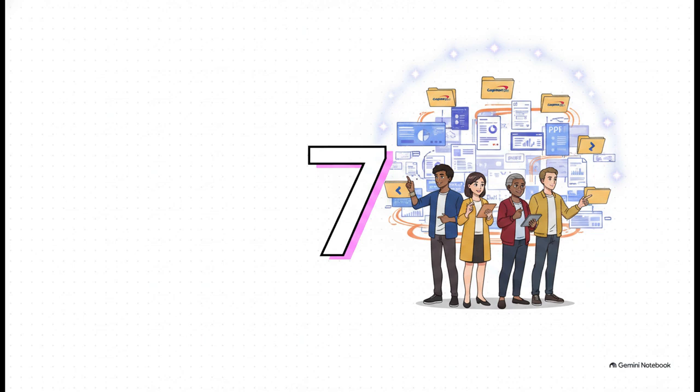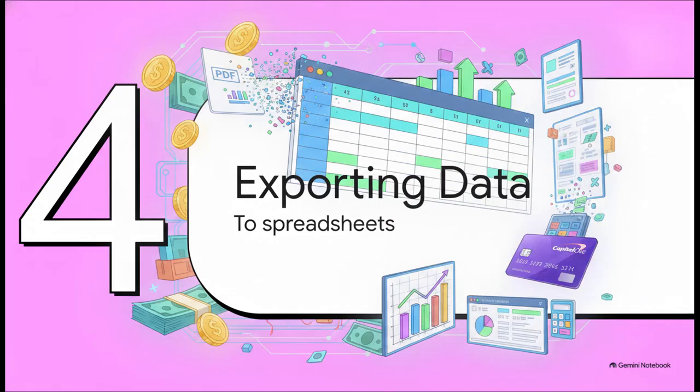7 years. That means if you're ever facing an audit or you just want to do a deep historical analysis of your personal finances, you don't need to panic. This massive 7-year archive is just sitting right there in your online account, totally ready to be viewed or downloaded whenever you need it. Which brings us to section 4, exporting to spreadsheets.